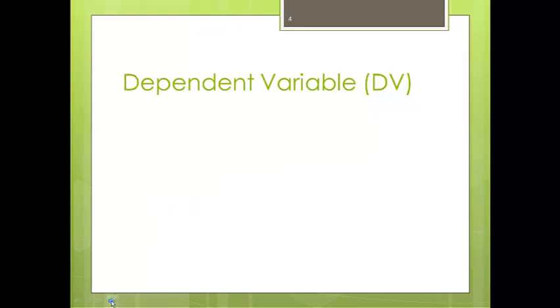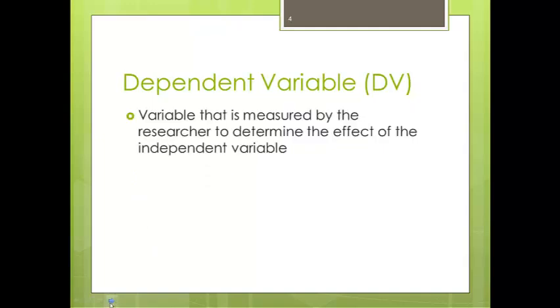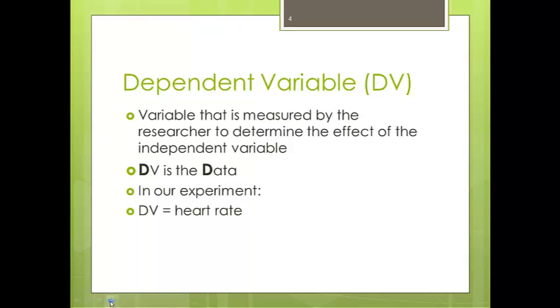You also need a dependent variable, the one that you measure, to figure out what the effect of the independent variable is. I always say my DV is the data. It's the stuff that you put in the body of your data table. In our experiment, that would be heart rate measurement.